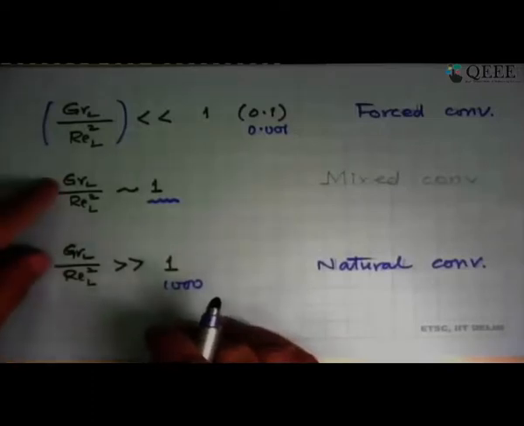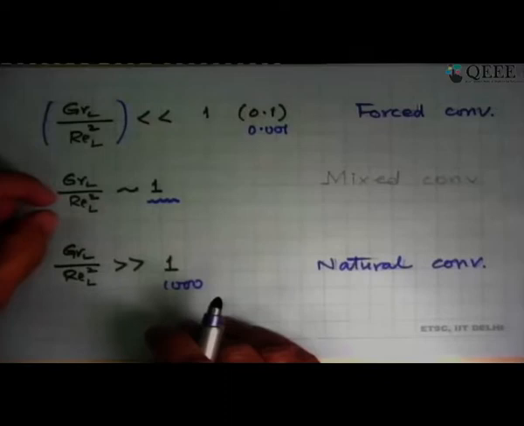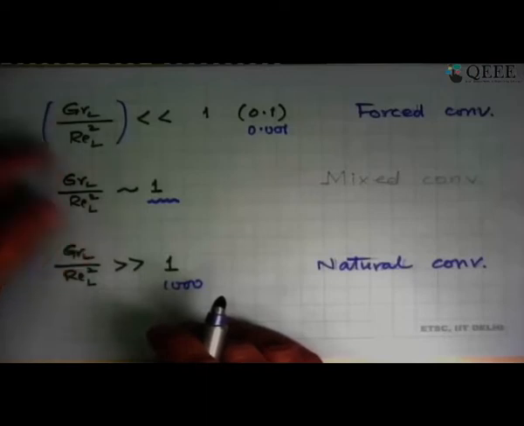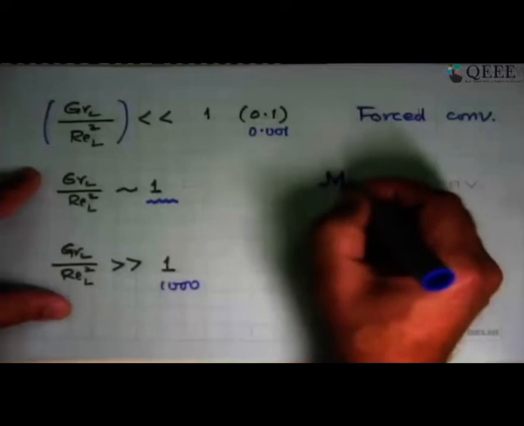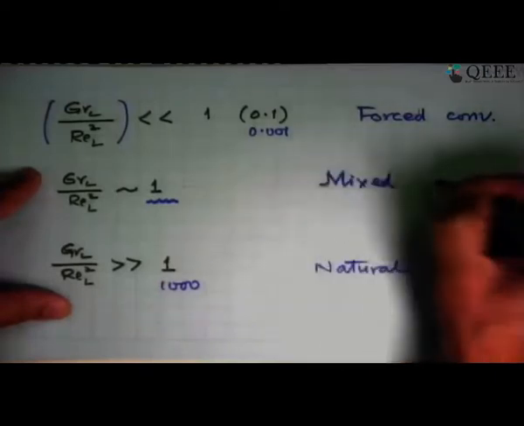And if the two are comparable, that means the buoyancy-induced flow velocity is of the same order of magnitude as the velocity by external forces, then both are important. We cannot take this problem as either this or this. We say, look, this has to be treated as a mixed convection problem.